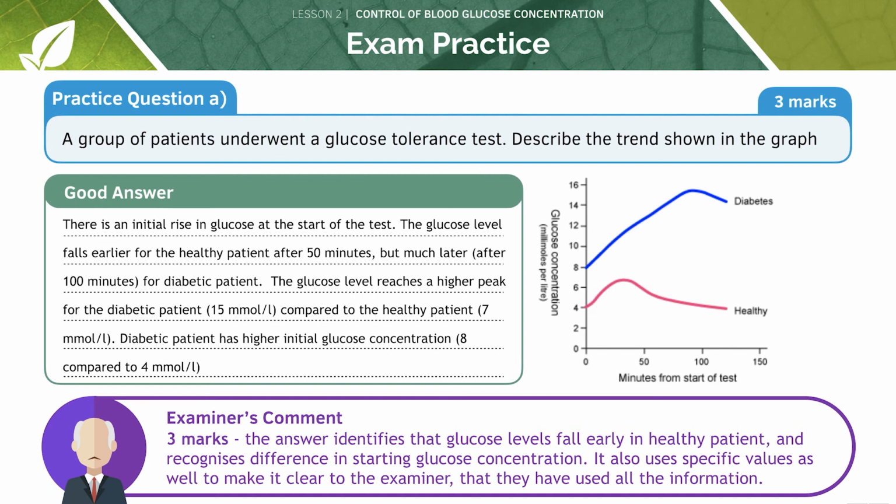So can you see how there is a description that is given? There have been 3 descriptions for the 3-marker question, and there's evidence to support it. So this is a really good example of a good answer in an exam. So use specific values. Describe each part of the curve, so the start, the trend, and how the overall appearance is.